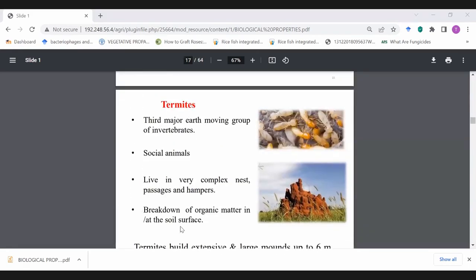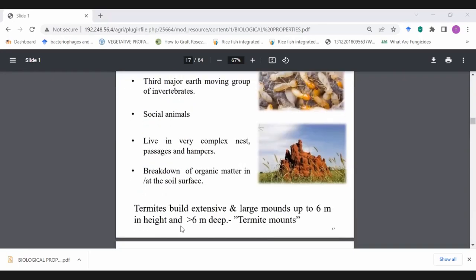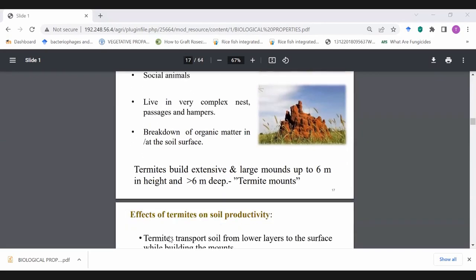The third major earth-moving group of invertebrates are termites, and they are known as social animals. They live in very complex nests, passages, and chambers, and they are responsible for breaking down the organic matter in or at the soil surface. And termites build extensive and large mounds up to 6 meters in height and 6 meters in depth, and they are called termite mounds.